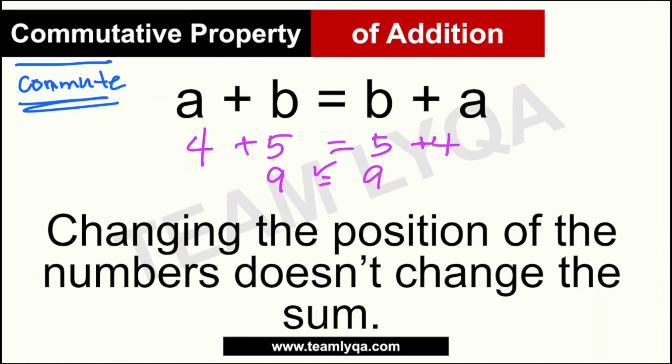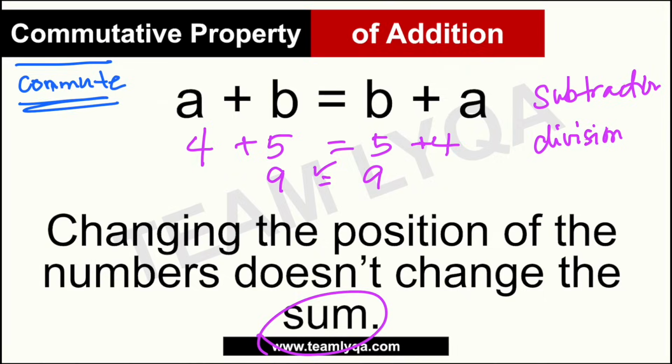Now, wala nito ang subtraction tsaka ang division. Kasi pag ang division at subtraction, pinagpalit mo ng pwesto, mag-iiba na ang sagot. Diba? For example, 4 minus 5 is negative 1. 5 minus 4 is 1. So, iba na yung sagot. Ganon din sa division. Iba ang 4 divided by 5 sa 5 divided by 4. So, ibig sabihin, itong property na nag-a-apply siya sa addition and dahil sum sa addition, ito ang definition niya.